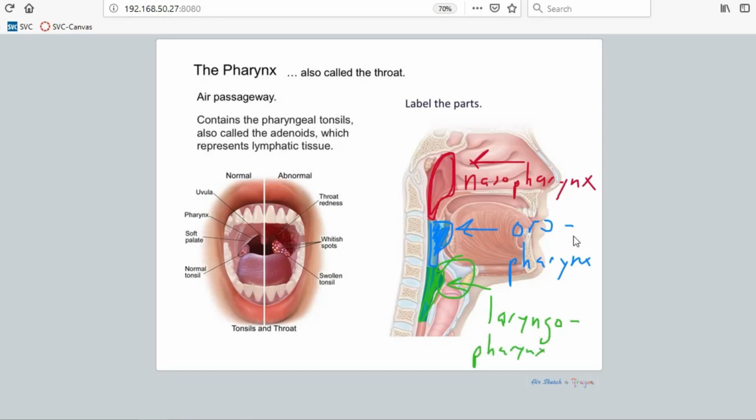Okay. And what's the purpose of the throat? Well, it's an air passageway. We're basically just trying to get that air down to lower parts of the respiratory tract. But we do have other stuff in here. We have tonsils in the back of the throat, which we call the adenoids, and this is lymphatic tissue. It's involved in the immune response.